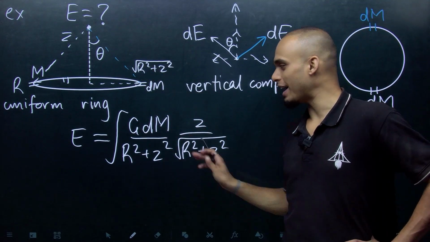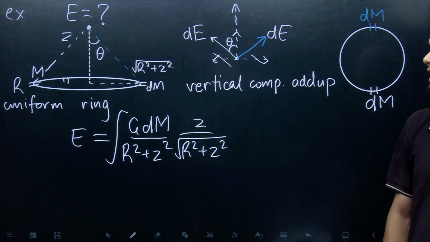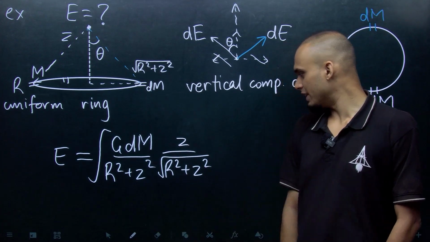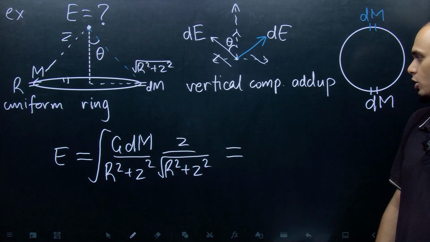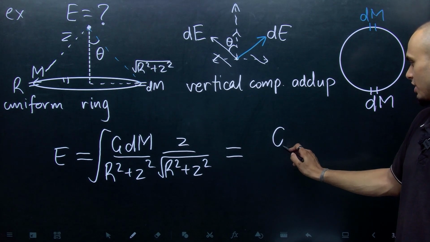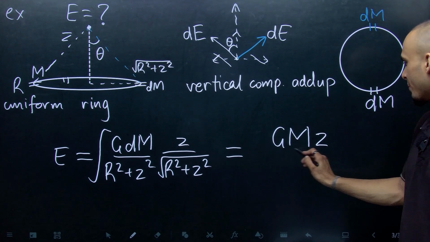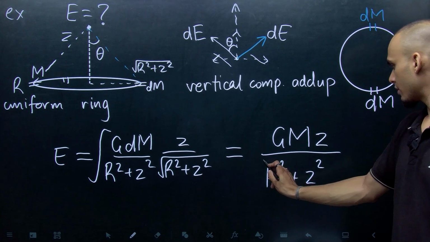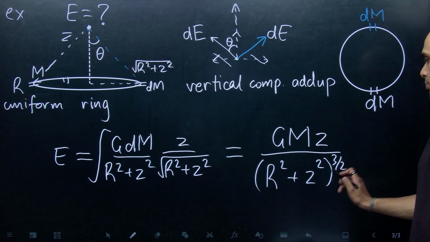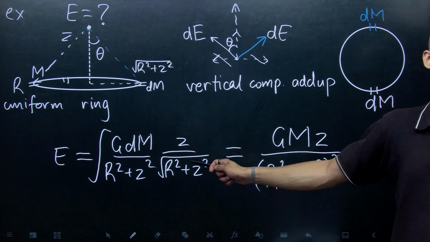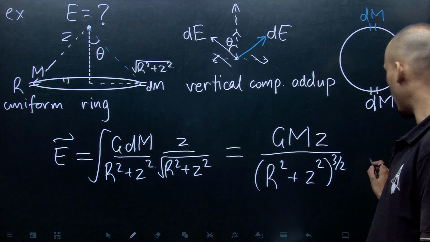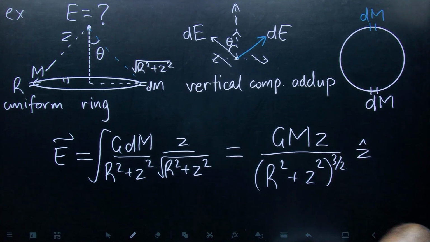So all of these values will come out of the integral, and the only thing remaining inside the integral will be dm. If we integrate dm, we will simply be left with the total mass of the object. So the net gravitational field becomes G into capital M into the height z upon (r square plus z square) raised to 3 by 2, because we are multiplying r square plus z square and under root of r square plus z square. This is how we calculate the gravitational field. And of course, its direction will be along the positive z direction, we know.